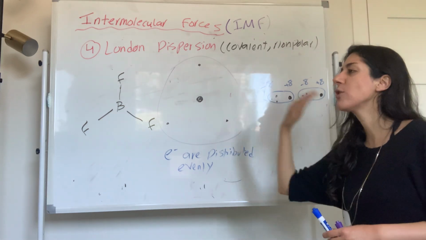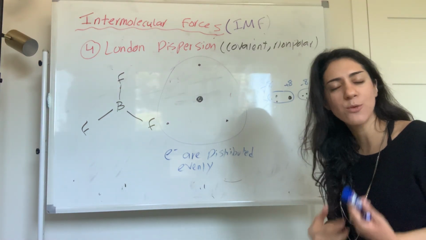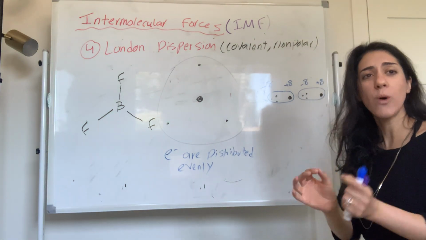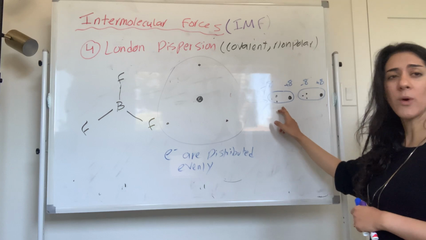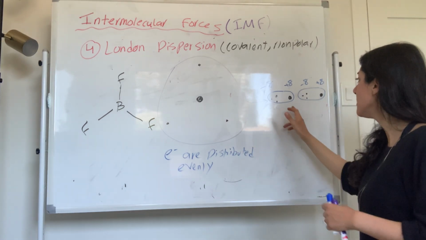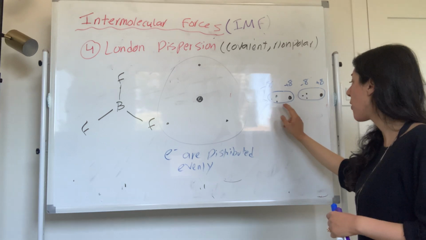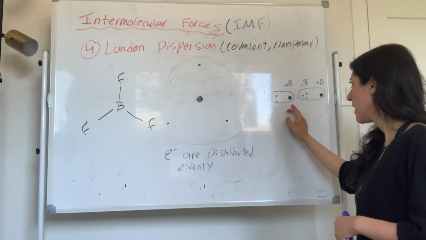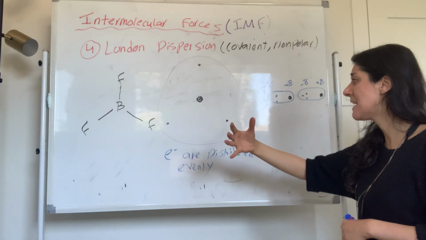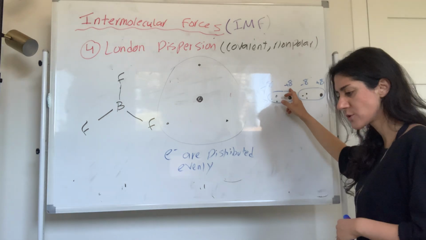But there's a constant motion at room temperature. They're moving rapidly, and because of that, once in a while, they're going to be rearranged into this kind of arrangement. Boron is here, fluorine is over there. So now, temporarily, when they're in this shape, fluorine has a higher EN value, so this is going to have a partial negative, and this is going to have a partial positive.